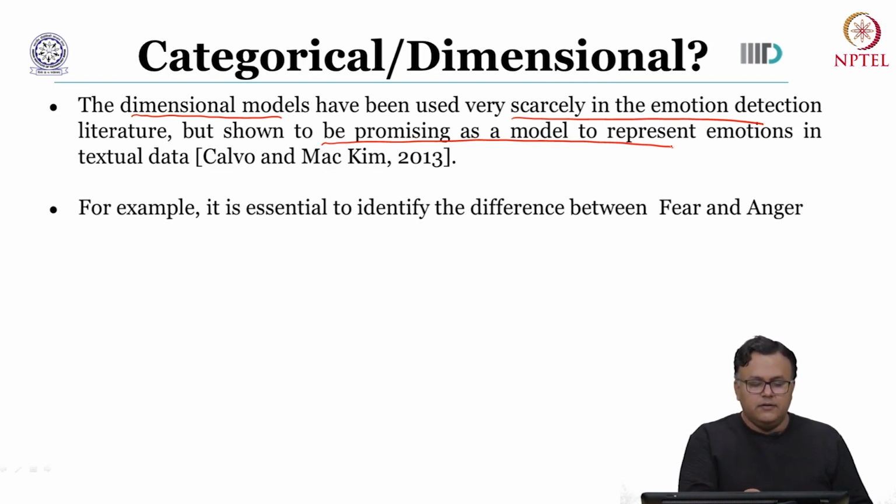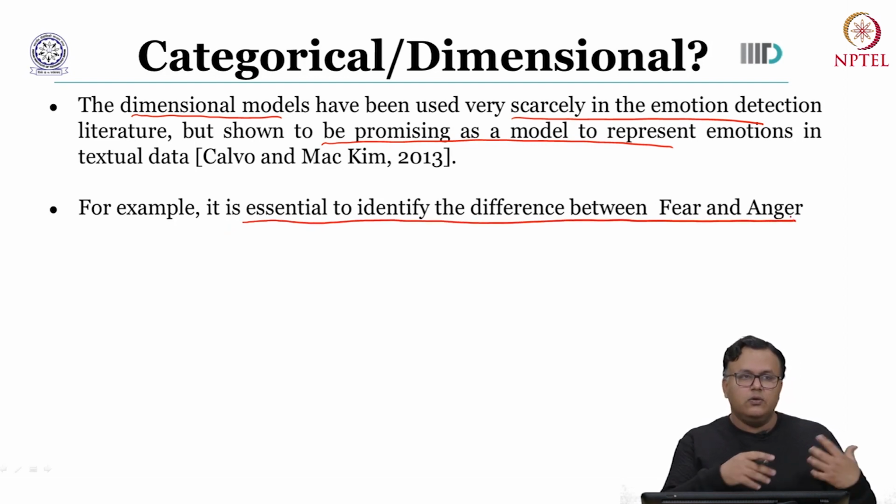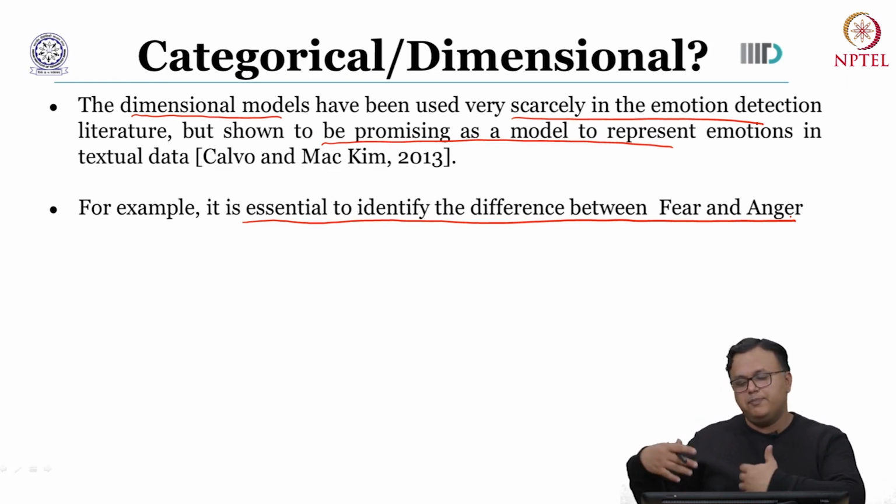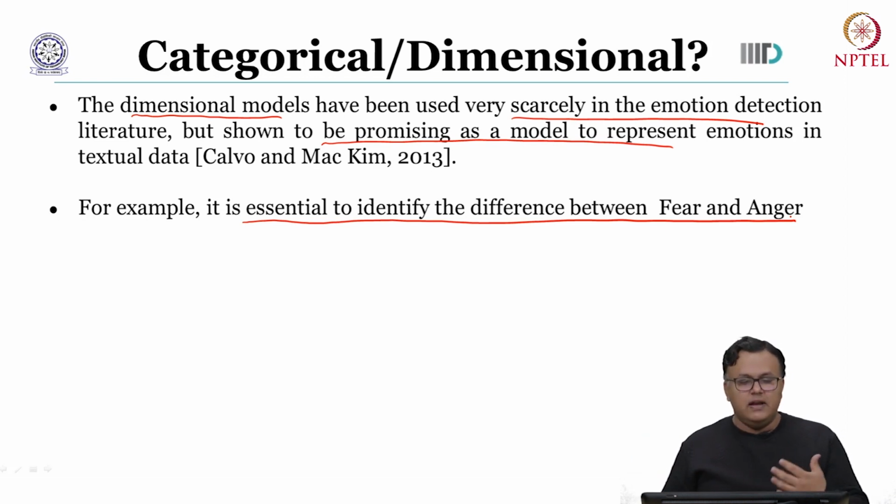Further, if we look at an example, it is essential to identify the difference between fear and anger, right? Because fear and anger have different post objectives, we will have to, let's say, look at the categorical data, but because it is difficult to label, one can actually have the same represented on the continuous dimensions as well.